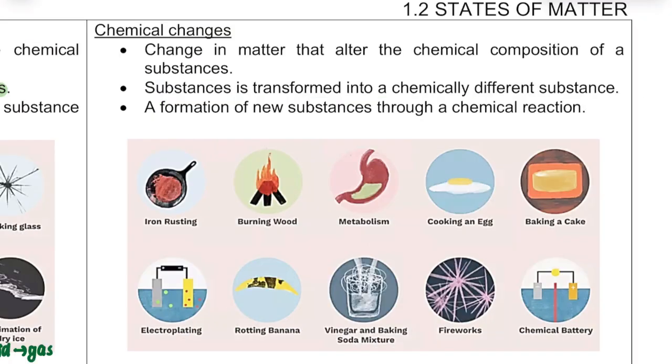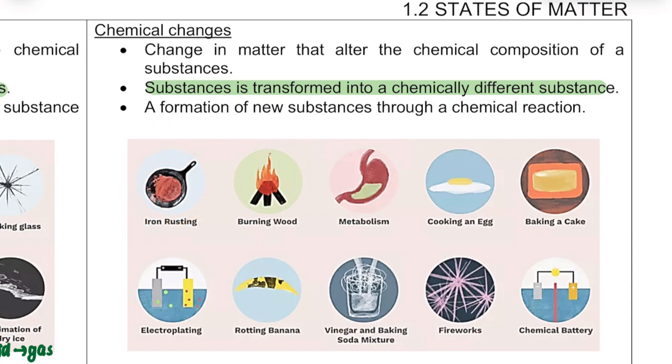Next we're going to look at chemical changes. For chemical changes, it will alter the chemical composition of the substance. As we can see here, the substance is transformed into chemically different substances. So for example, here we have iron rusting. Once it undergoes rusting, the iron will change into a different substance.